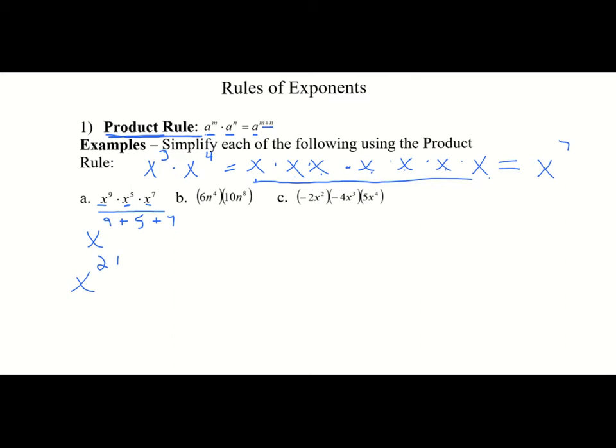All right, so now for the next one, for B. This one is a little bit different in that we still have some powers that we need to simplify, but we also have different terms here. Like I have 6 times n to the 4th power. So if I were to rewrite that problem, one way to look at it would be 6 times n to the 4th times 10 times n to the 8th.